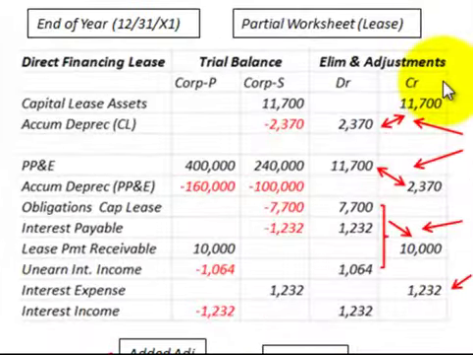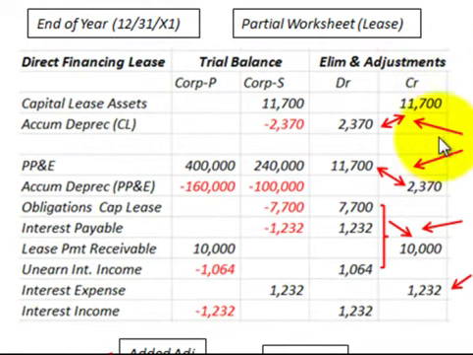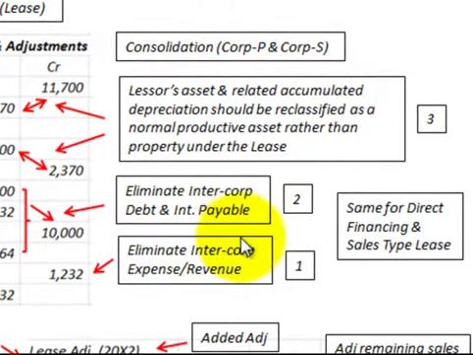Okay, now for our adjustments and our eliminations here for the consolidation of the parent and the subsidiary on this lease here. So the first thing we're going to look at here is what is similar, or the same between a direct financing lease and the sales type lease. These adjustments would have to be made regardless here of the type of lease.